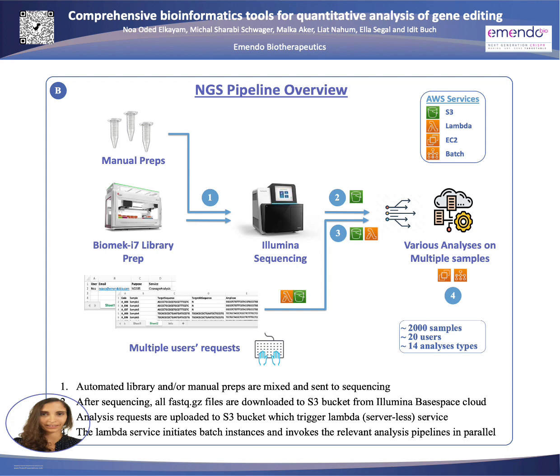This upload triggers a Lambda, a serverless service, which quickly performs input validations. Each analysis has its own validation set. Failed validations are sent to the user for corrections, and the moment all validations are passed, the Lambda initiates a batch instance, which will run the analysis. At this point, we can have many requests for analysis, and each one contains many samples. Therefore, analyses are parallelized for fast results. When the analysis is done, all outputs are uploaded to a designated location on the S3 bucket, and the user is informed.